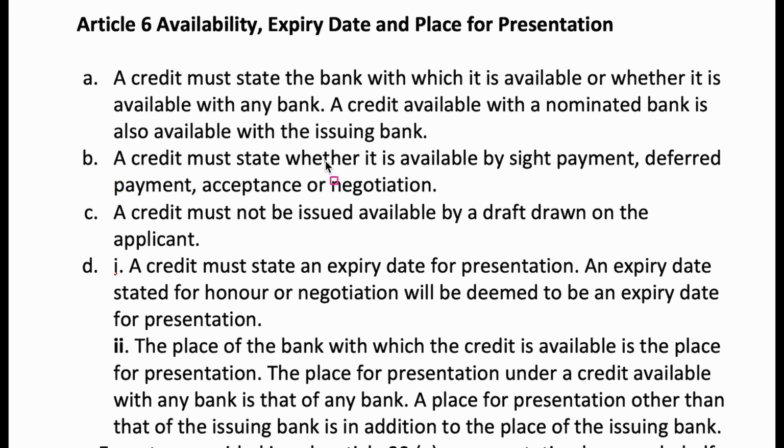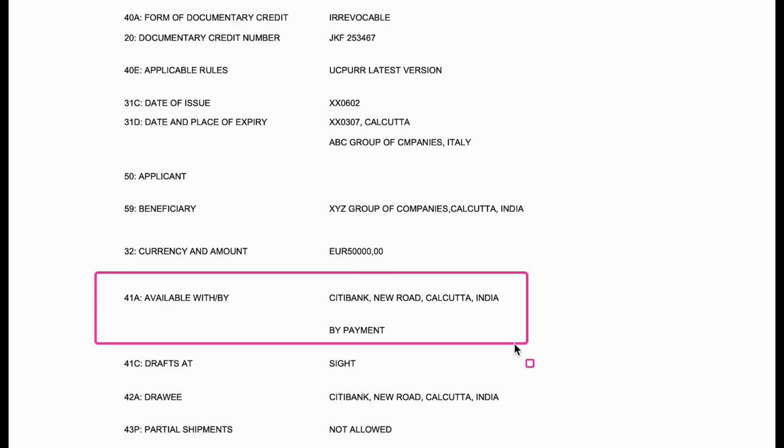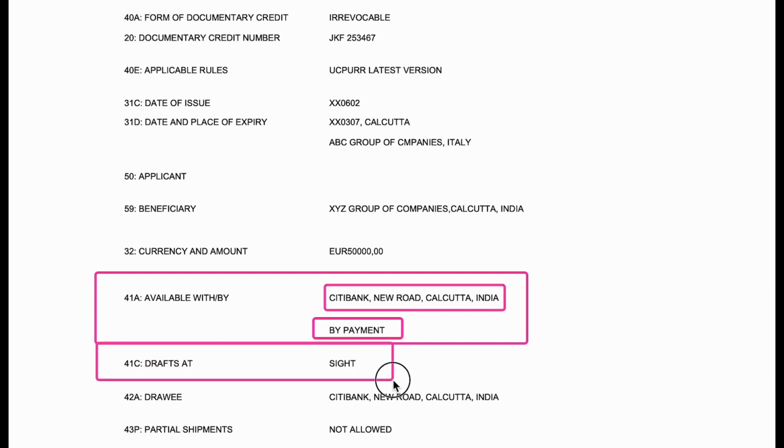A credit must state whether it is available by sight payment, deferred payment, acceptance or negotiation. Here again, this is also a mandatory field. For example, here we can see the available with and available by fields. It is mentioned as Citibank New Road Calcutta and by payment. So here Citibank New Road Calcutta is the nominated bank, and this is the payment method, that is by sight payment. Here it is mentioned as drafts at sight. Okay, so it is an LC available with Citibank New Road Calcutta and it is a sight payment. And all these fields are mandatory.